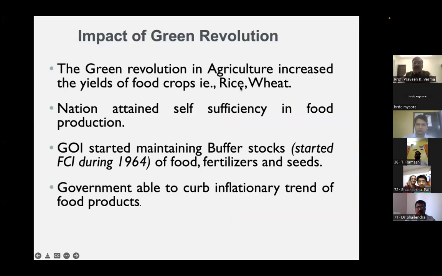Besides rice and wheat, other crop varieties also adopted this technology, and they did breeding programs, so many other varieties. And then the nation attained self-sufficiency in food production. At that time, the government started maintaining buffer stocks in the FCI, which was established in 1964 for food, fertilizers, and seeds. And then the government was able to curb the inflationary trend of food products.